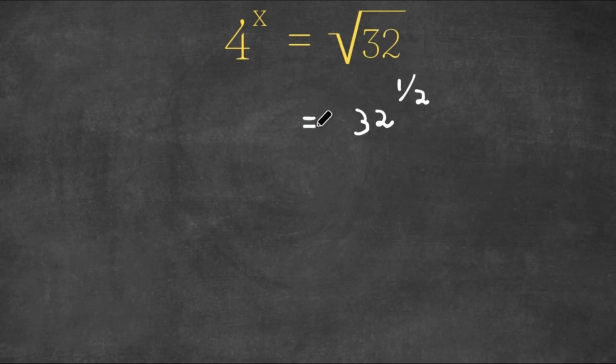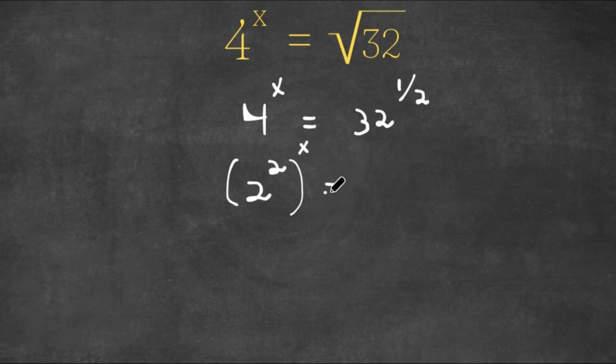So this is still equal to 4 to the power of x. Now, when we're solving problems such as these, we always want to change these two bases so that they're the same. So what is a common factor of 4 and 32 that we can change these two bases to? Well, 2 would work. So 4 is equal to 2 squared. So we have 2 squared to the power of x.